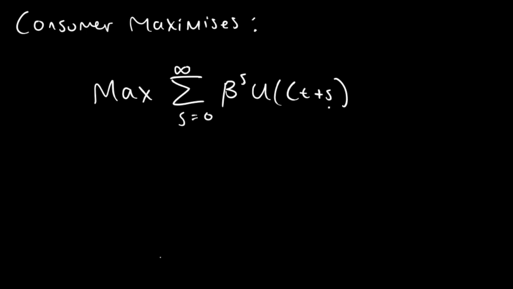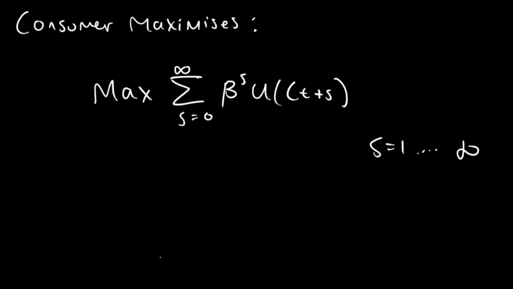s is just our indexer to take us from t. s is going to be equal to 1 all the way up to infinity. It's quite messy, infinite, but that's infinity. That's what s is going to be.